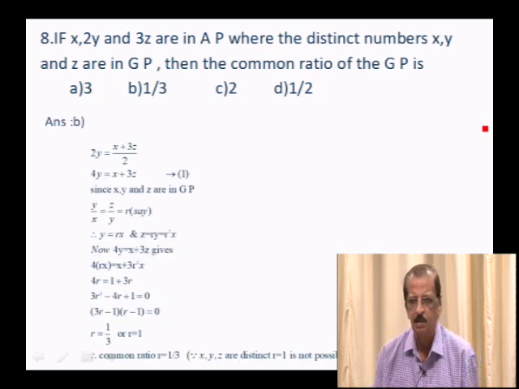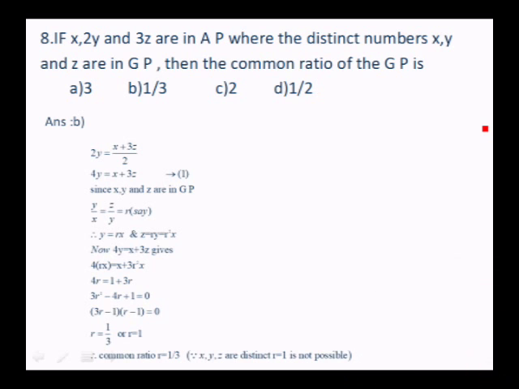So, since the three numbers x, 2y, 3z are in AP, whenever three numbers A, B, C are in AP, you know that 2B is equal to A plus C. So, 2y is equal to x plus 3z by 2. 2y is the middle number. If you cross multiply, you get 4y is equal to x plus 3z. Since x, y and z are in GP, you can write y by x is equal to z by y.